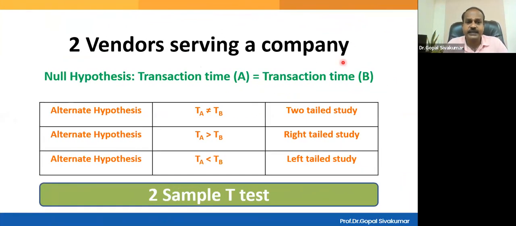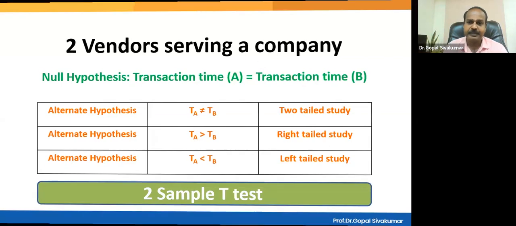Similarly, you are comparing two of your vendors. Which vendor is performing better in terms of transaction time? Or you are comparing your own children, a boy and a girl. Whether boy is performing well in mathematics or girl is performing well in mathematics. Or your son or a daughter. These are all scenarios of two sample t-test. Because marks is a continuous data. Transaction time is a continuous data. Fat content is a continuous data.